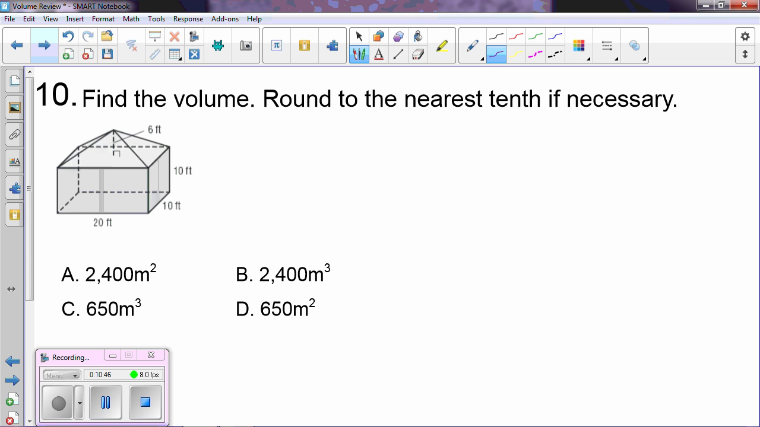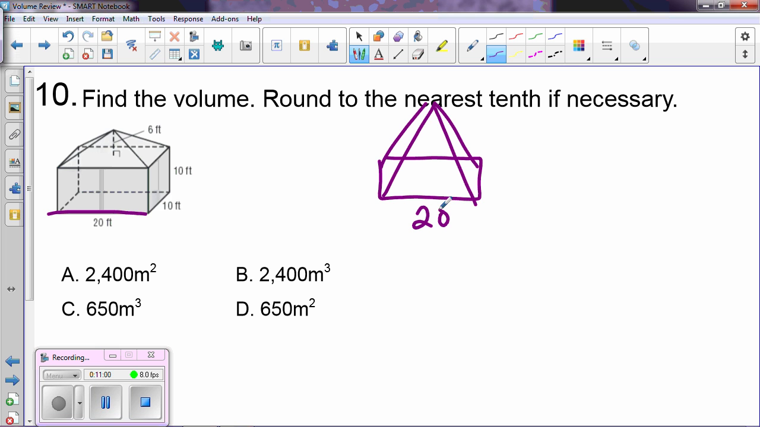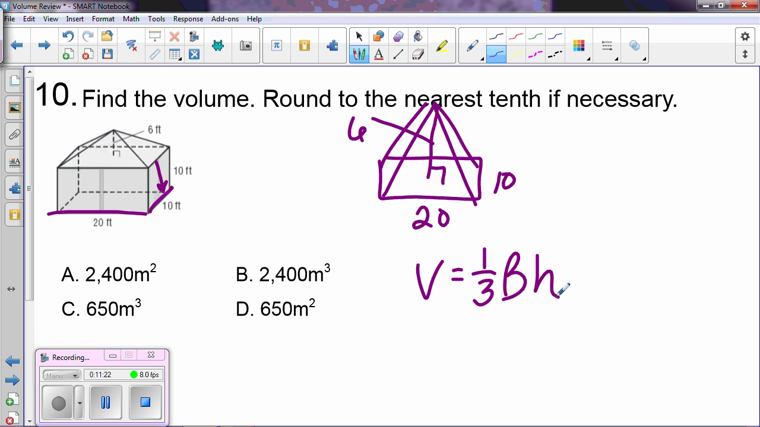So I'm going to draw 2 of the shapes. First, let's start with the top. It's going to be our rectangular pyramid because it comes to a point. The base of that pyramid is 20. The height of that pyramid is 10. Sorry, the actual height of the pyramid is 6. I was talking about the base. Alright, so now we have a pyramid. Our volume formula for a pyramid, volume equals 1/3 capital B times H.